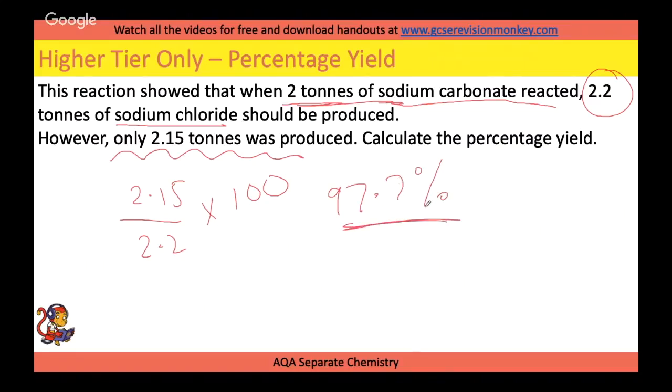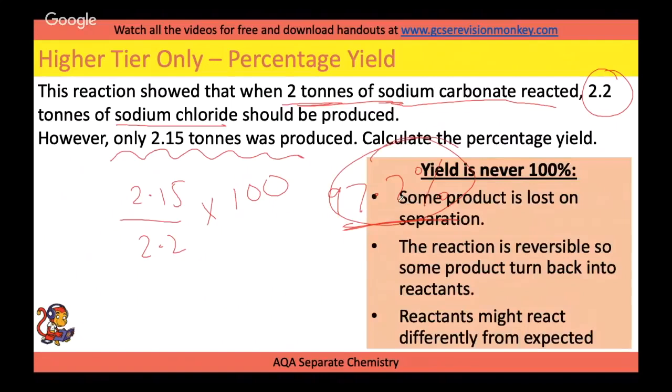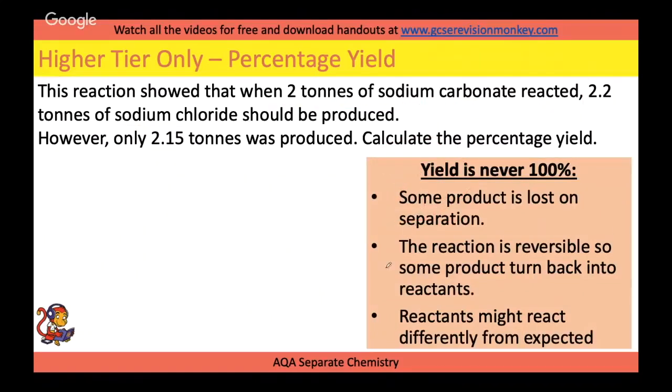Now the reasons why, could be a 3 marker, the reasons why you don't ever get 100% yield. Some product is lost on separation. The reaction is reversible, so some products turn back into the reactants, or the reactants might react differently from expected. So maybe there's some air in there and it reacted with oxygen instead of what it was supposed to, or something like that.